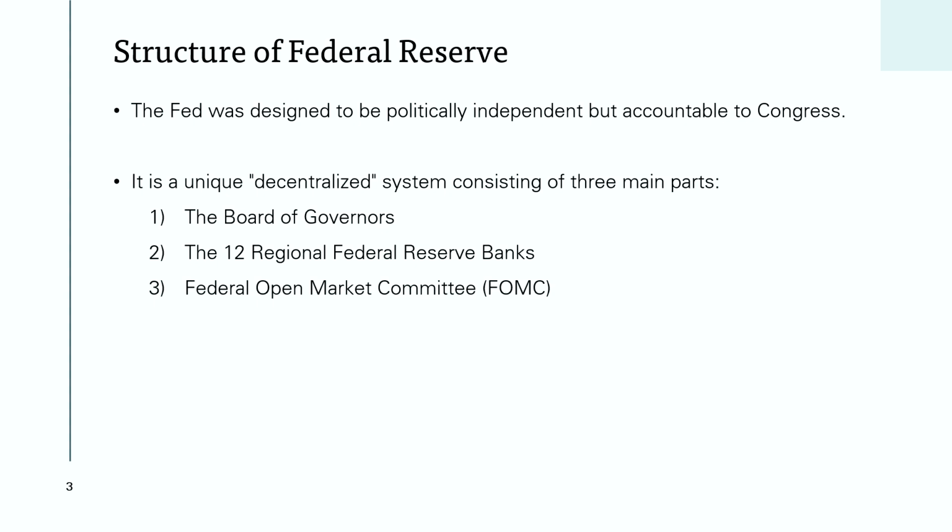The Fed has a unique decentralized structure that includes 3 main components: the Board of Governors, the 12 regional Federal Reserve banks, and the Federal Open Market Committee, commonly known as the FOMC. Together, these components form the central banking system of the United States.